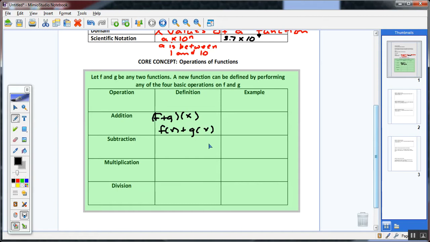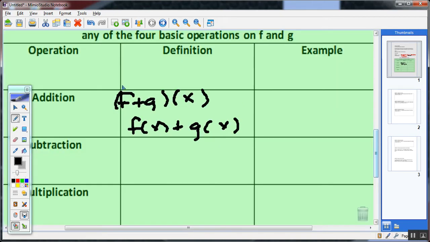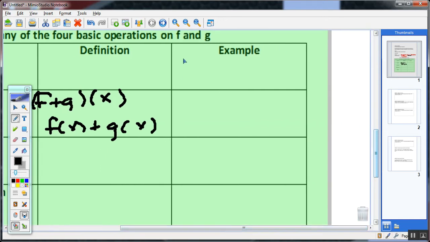What's the bottom equation? That says f of x plus g of x. Okay, if you see something written like this, f plus g in parentheses of x, that just means the following function, f of x plus g of x. So as an example right here, kids, I'm going to zoom in on the example box up here. Let's let f of x equal 5x, and let's let g of x equal x plus 2. Okay, are you guys okay with that?